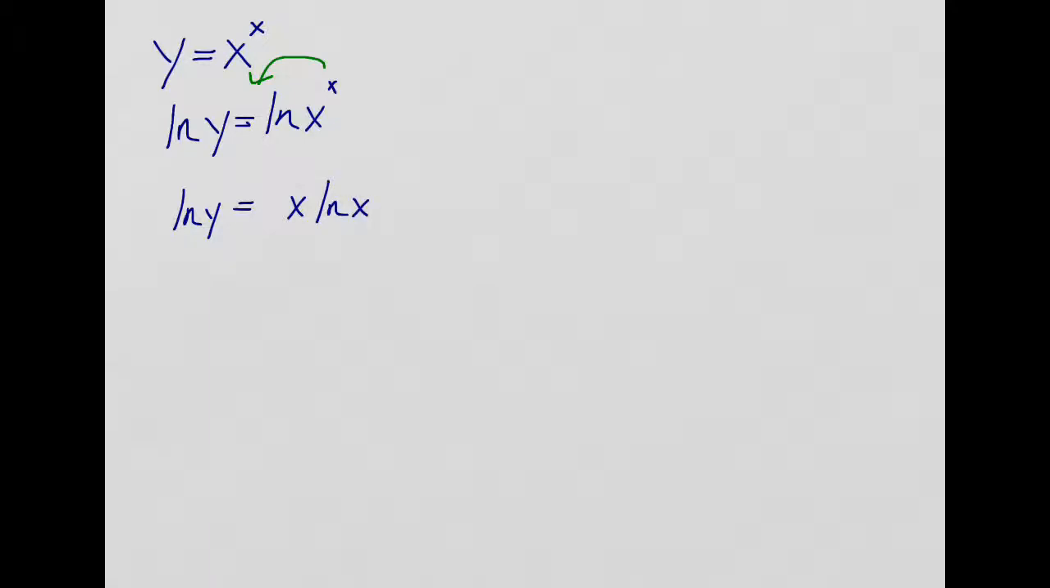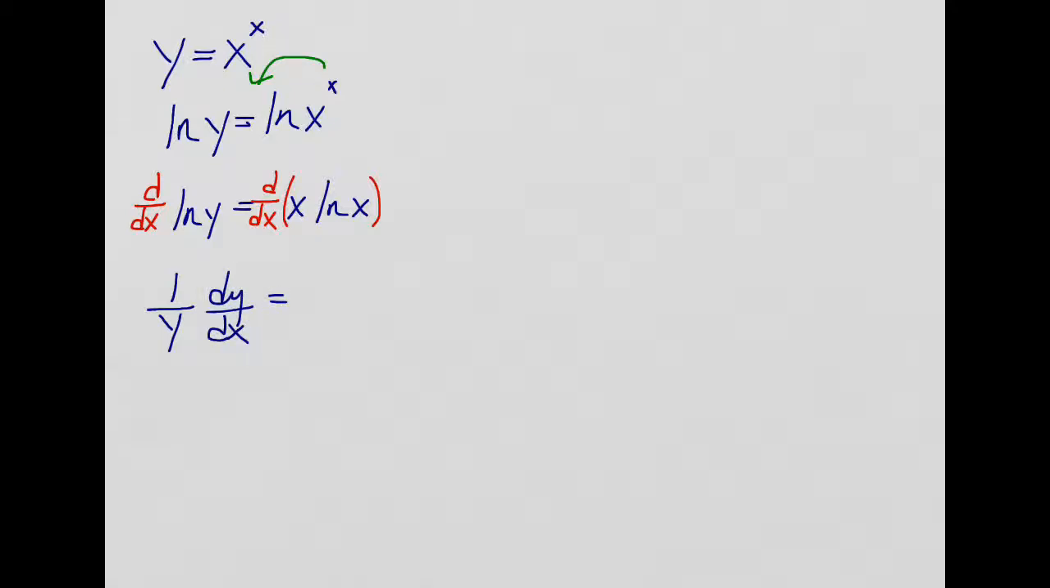And so what we're going to do now, since we know how to take the derivative of a natural log, is we're just going to differentiate on both sides. So d dx of the natural log of y equals d dx of x times the natural log of x. And so on this left side, it comes out to be pretty easy. I know the natural log of y is going to have the derivative 1 over y dy dx.